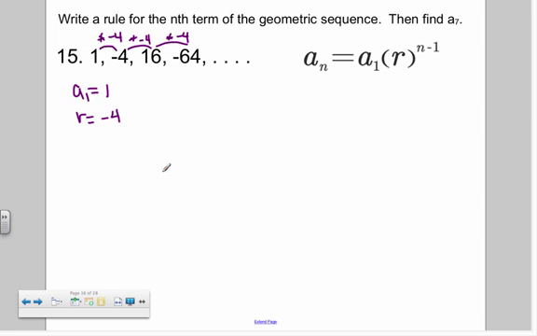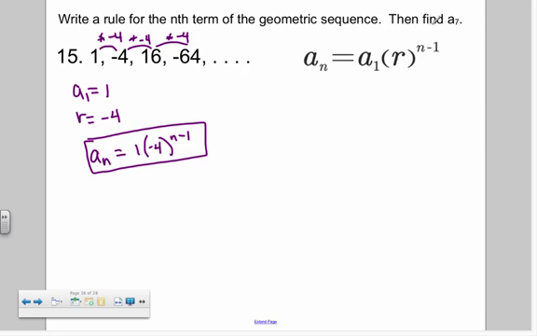Now I have the two things that I need to write the rule. So my general rule is a sub n equals the first term, 1, times negative 4 to the n minus 1 power. So this is the first part of my answer.